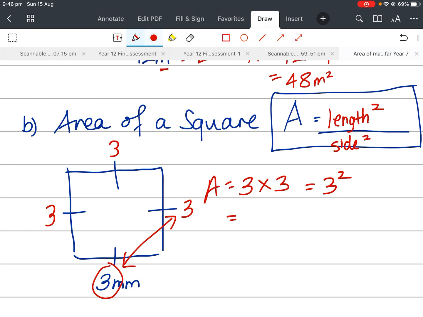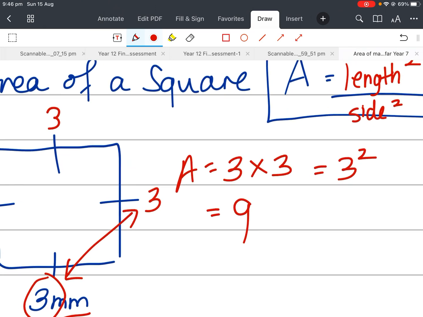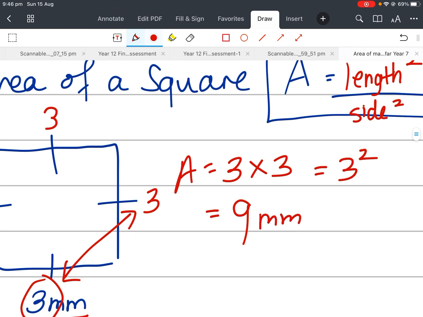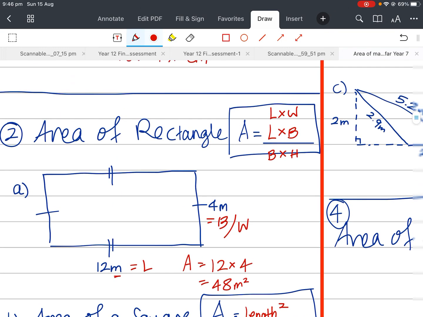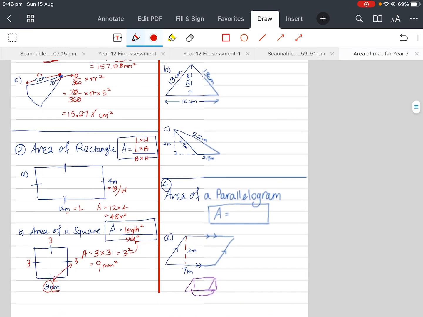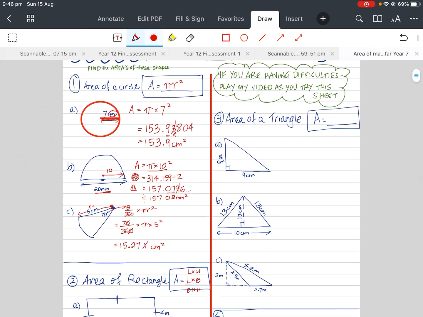But either way, what's 3 times 3? Hopefully you said 9. Don't forget your units, millimeters, and it's an area answer, so I'm going to put a squared. So that's where the squared comes from, just in case you're wondering. If you just want to do length times breadth, that's still fine with me.